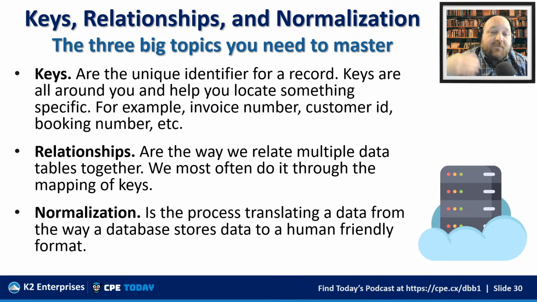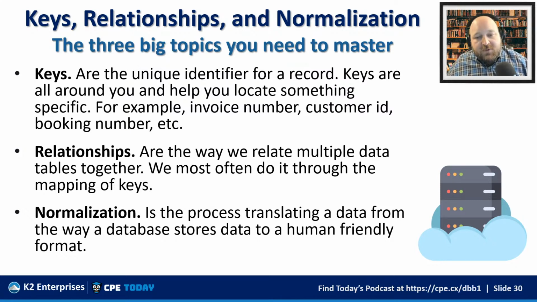Now, for that normalization process to occur, you need to know two things: keys and relationships. Keys are the identifiers for records. They're all around you: invoice number, customer ID, booking number, and so on and so forth. And how those keys relate to other aspects of that database is through relationships, or when you're writing SQL, we call them joins. So understanding how data is structured and how to join it up is kind of like a big jigsaw puzzle. That's the process of normalization.